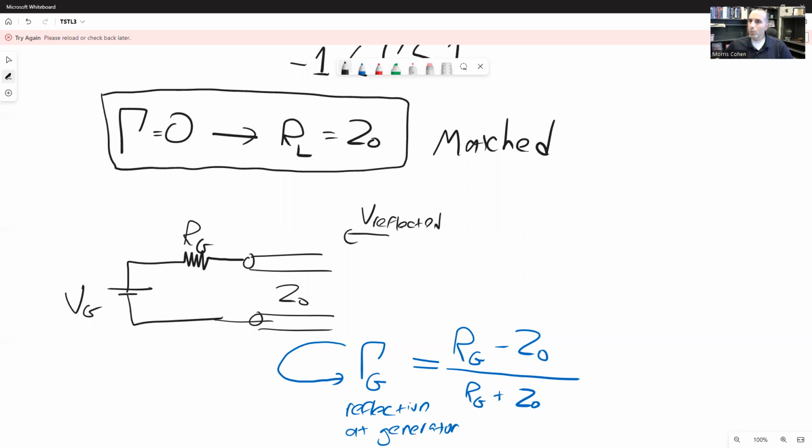All right, in the next video, we're going to talk about a sort of visual way to keep track of all these back and forth reflections, and we'll do a little example so we can see it in action.